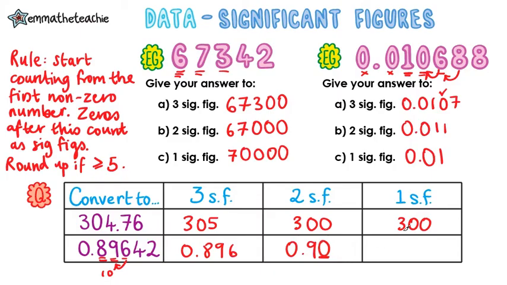Okay, and finally, 1 significant figure. We're just looking at this 8. And then again, the 9 makes it round up, and it becomes a 9. So 0.9.